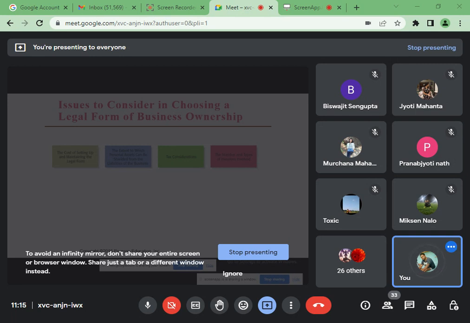So, in choosing the legal form, the business owners should consider the cost of setting up that legal form and how they are maintaining it, and the extent to which their personal assets can be shielded from the liabilities of the business. Next is tax consideration. The last one is the number and type of investors involved in that business.